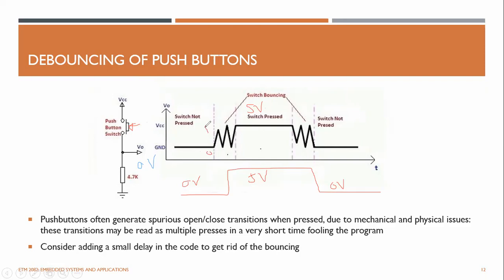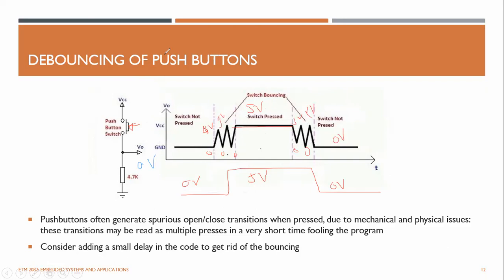Sometimes it's 0 and it goes to maybe 4 volts and goes down to 0 and again to 5 volt, again to 0 and then 5 volt, and then settles at 5 volt. And when you release it also, it goes to 0 and again jumps to 5 volt and to 0 and again 5 volt and then settles at 0, right?